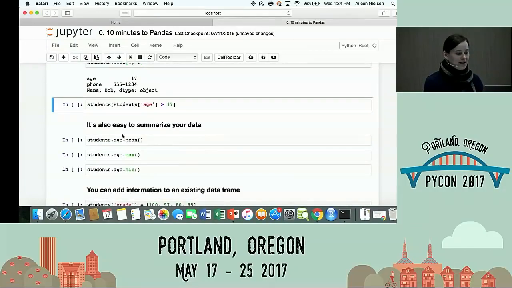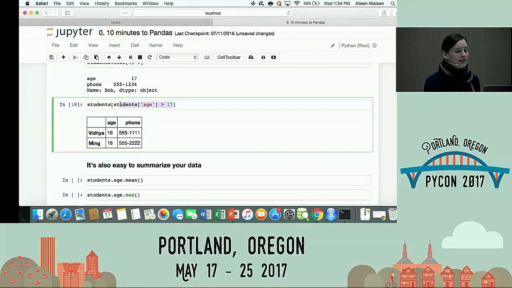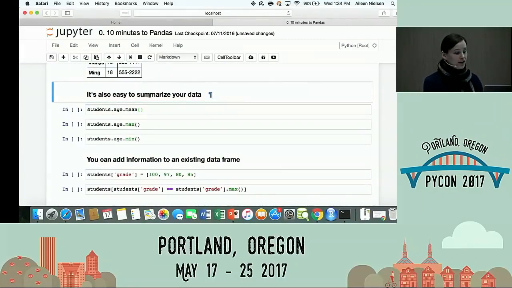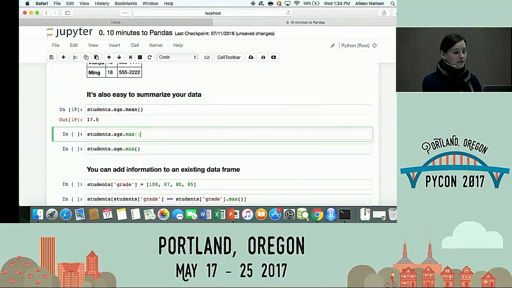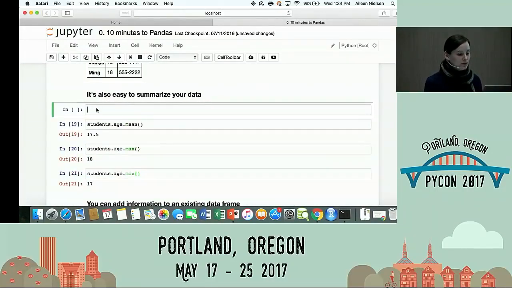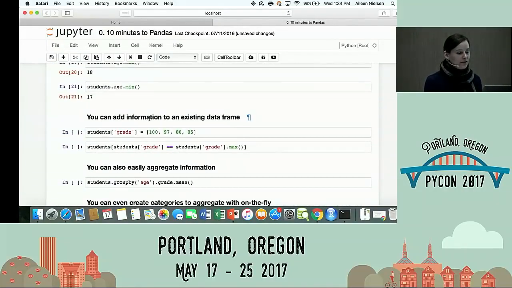And I can locate things by conditions, right? So let's say I only want to see the students who are over 17 years old, also very easy to do. Easy to summarize your data, right? So just like you do group bys in SQL, for those of you who maybe have used SQL but not Pandas, it's easy, for example, to get a mean on a column, a max on a column, a min on a column. Let me just actually put my data frame here so you remember. So that stuff's super fast.